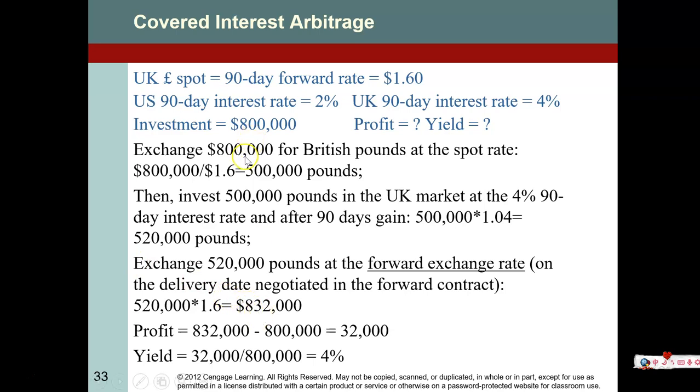Our beginning balance is 800,000. So our net profit becomes the difference between these two. So we have 32,000 profit over the 60 days. And our yield becomes our profit, 32,000, divided by the beginning balance. Remember, any yield is the ending balance minus the beginning balance divided by the beginning balance, which is exactly 4%.